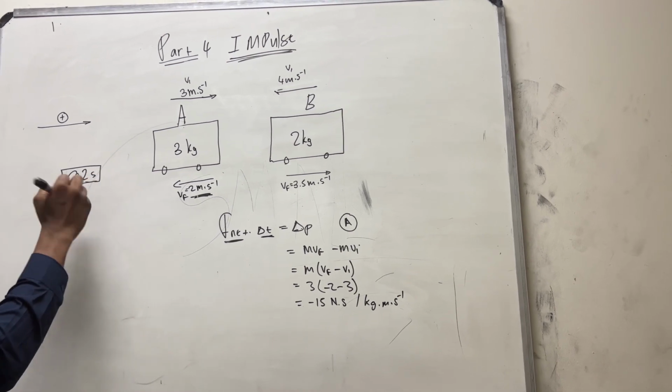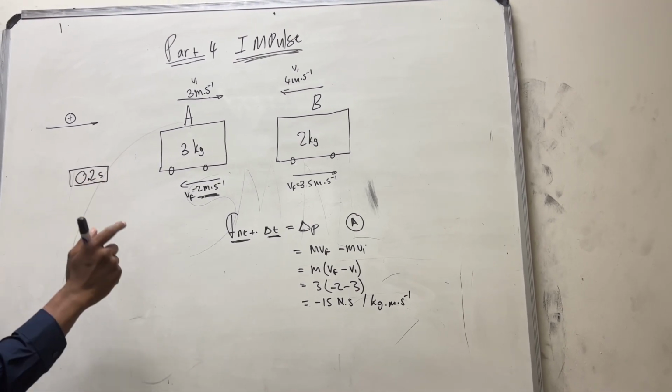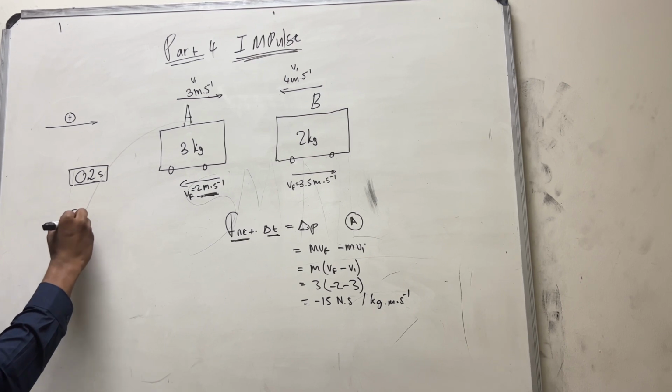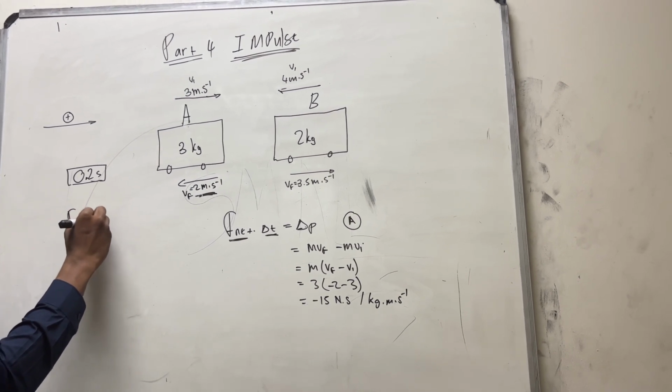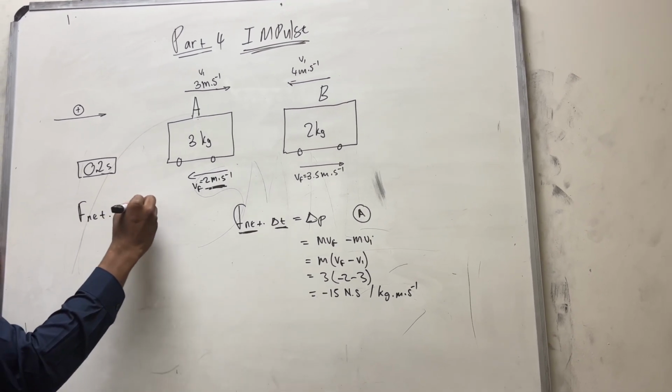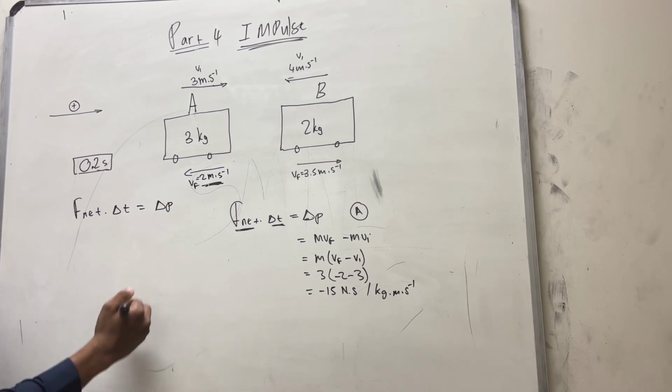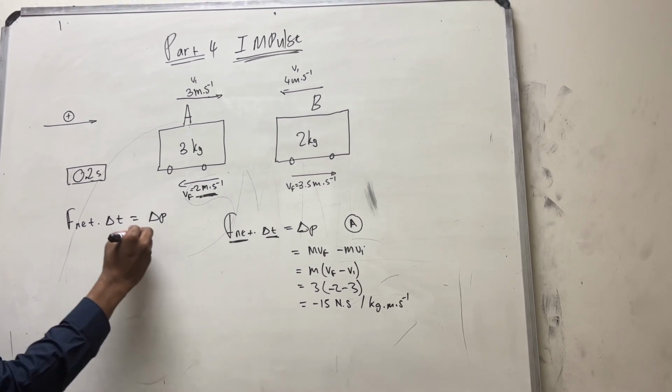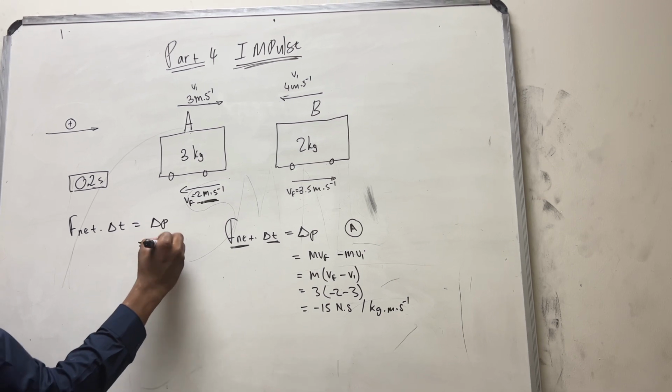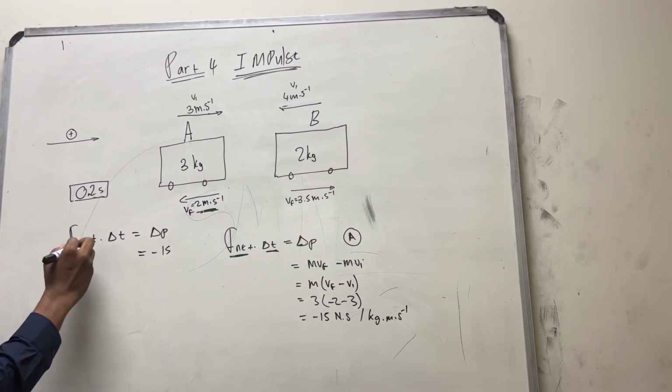Remember you're given the time, you say the collision lasts for 0.2 seconds. You always go to your impulse. You say F net multiplied by delta t equals the change in P. In this case, we already got the change in P, which is -50. Then on this side, what do we have?